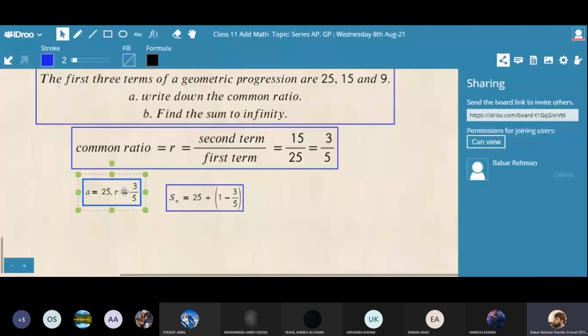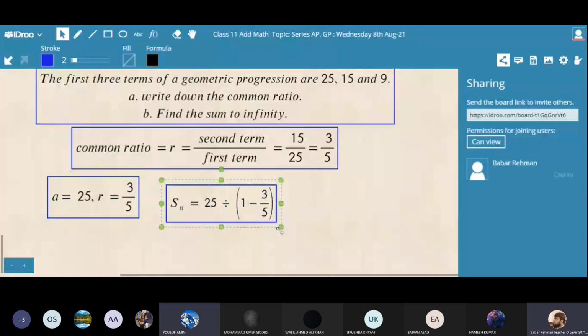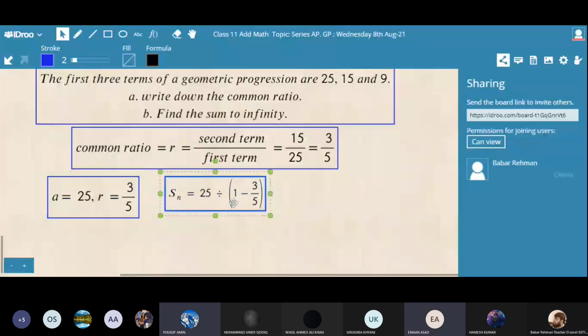Now find the sum to infinity. What is your answer? 62.5. Very good. So the sum to infinity has become 62.5.